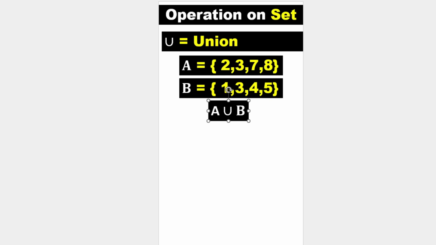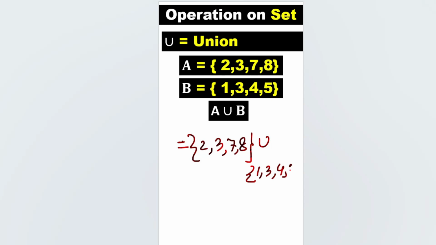Operation on set, we will find out union. Here A equals {2, 3, 7, 8}, B equals {1, 3, 4, 5}. What will be A union B? We can write {2, 3, 7, 8}, and here {1, 3, 4, 5}.